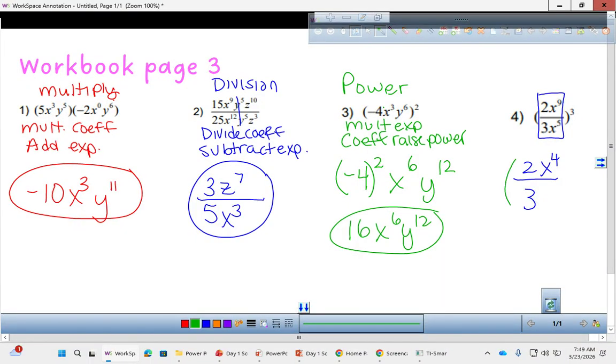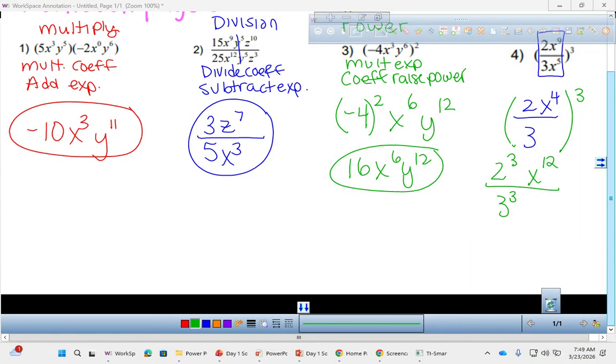And now we've got this power. Coefficients get raised to the power. So 2 to the power of 3, 3 to the power of 3. 2 and 3 are both coefficients, so both of them are going to get raised to the power, and I'm going to multiply the exponents. So 4 times 3 is 12.